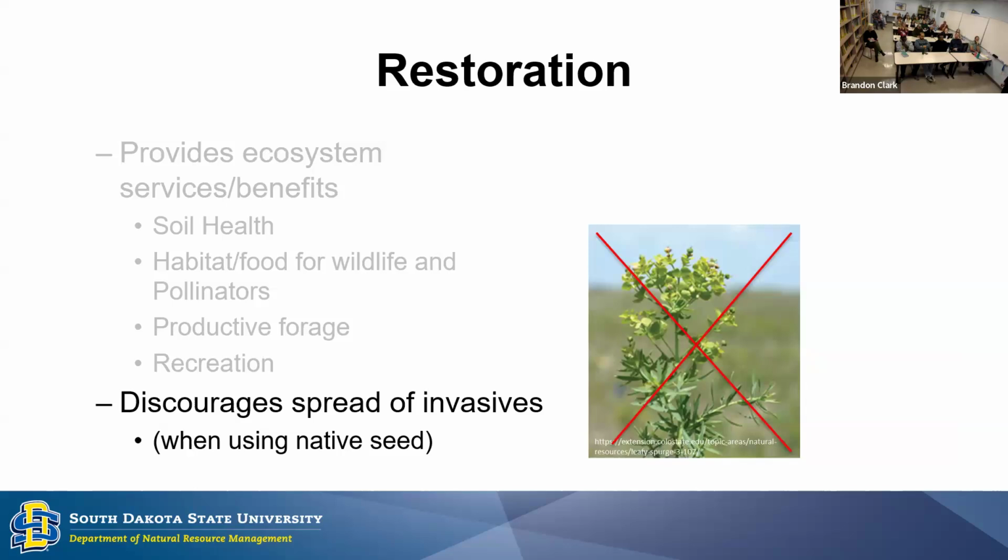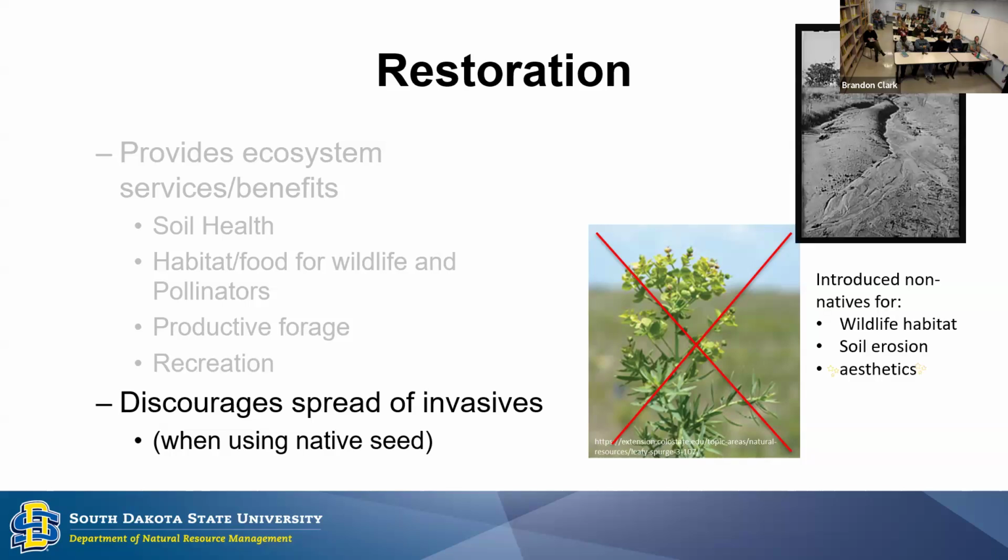Restorations are also good at discouraging the spread of invasives by taking up the space that invasives might otherwise invade when native seed is used for restoration, which we've seen in the past when we tried to use invasives or non-native species to address some of what we're trying to do with native restoration, things like wildlife habitat, soil erosion, aesthetics.